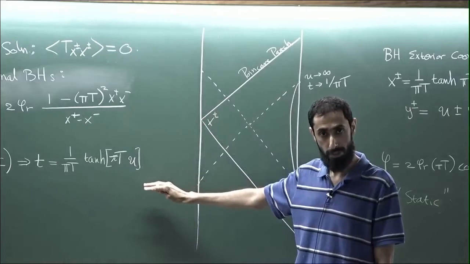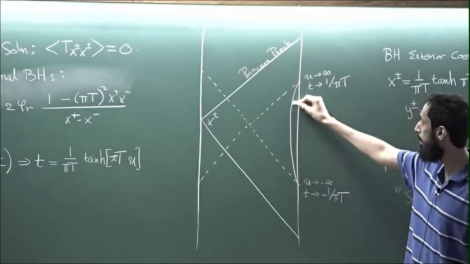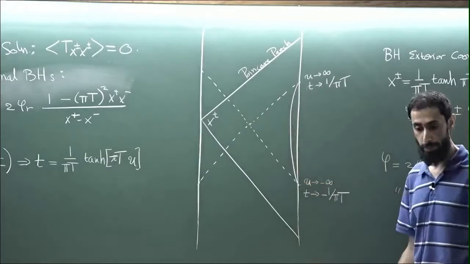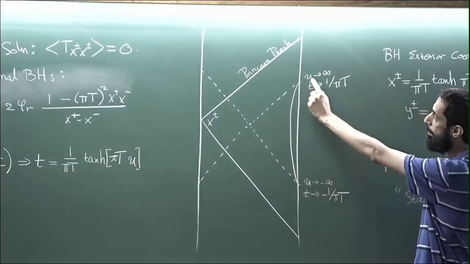So the picture you get is something like this. The location of the boundary particle starts at some point here, or some point here, and goes all the way up and ends at a point there. Along the boundary, the proper time goes from minus infinity to plus infinity. When u goes to minus infinity, from this equation you find that t goes to minus 1 over pi T. And when it goes to plus infinity, it goes as 1 over pi T.